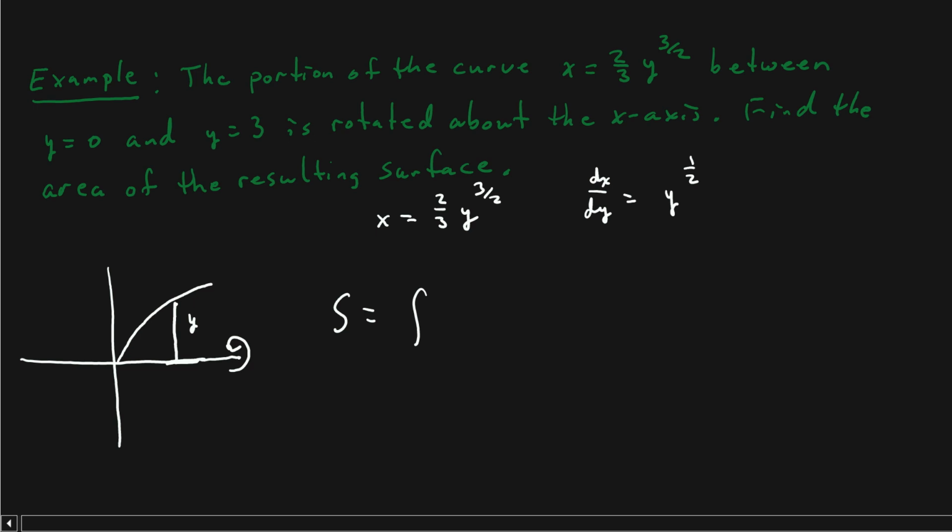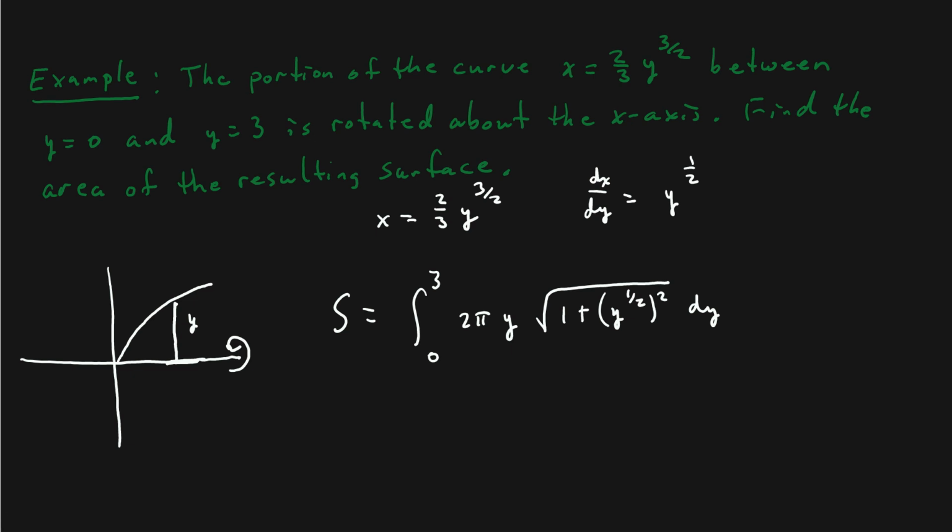All right, so we've got 2 pi y, right? That's the radius, times the square root of 1 plus y to the 1/2 squared dy. See, we got everything in terms of y, so we're going to integrate with respect to y. And so our bounds are 0 to 3. And there's your integral. Okay? All right.